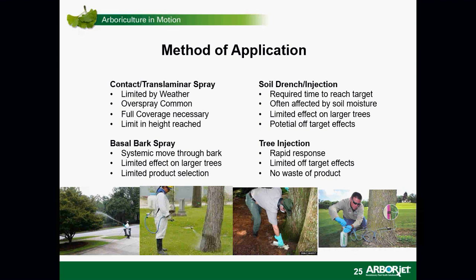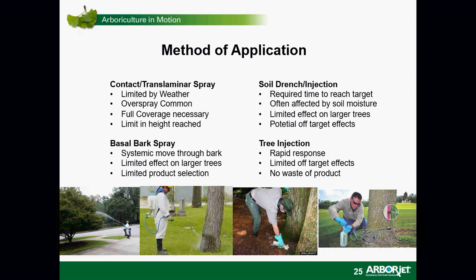With basal bark sprays, the systemic actually moves through the bark, kind of acting as a translaminar movement, but eventually some of these systemics move into the vascular system. Probably the biggest problem with basal bark sprays is that large trees with very thick bark can reduce the movement of the chemical into the tree. And so with large, old trees with thick bark, you may not see as good effects as you would on smaller trees.